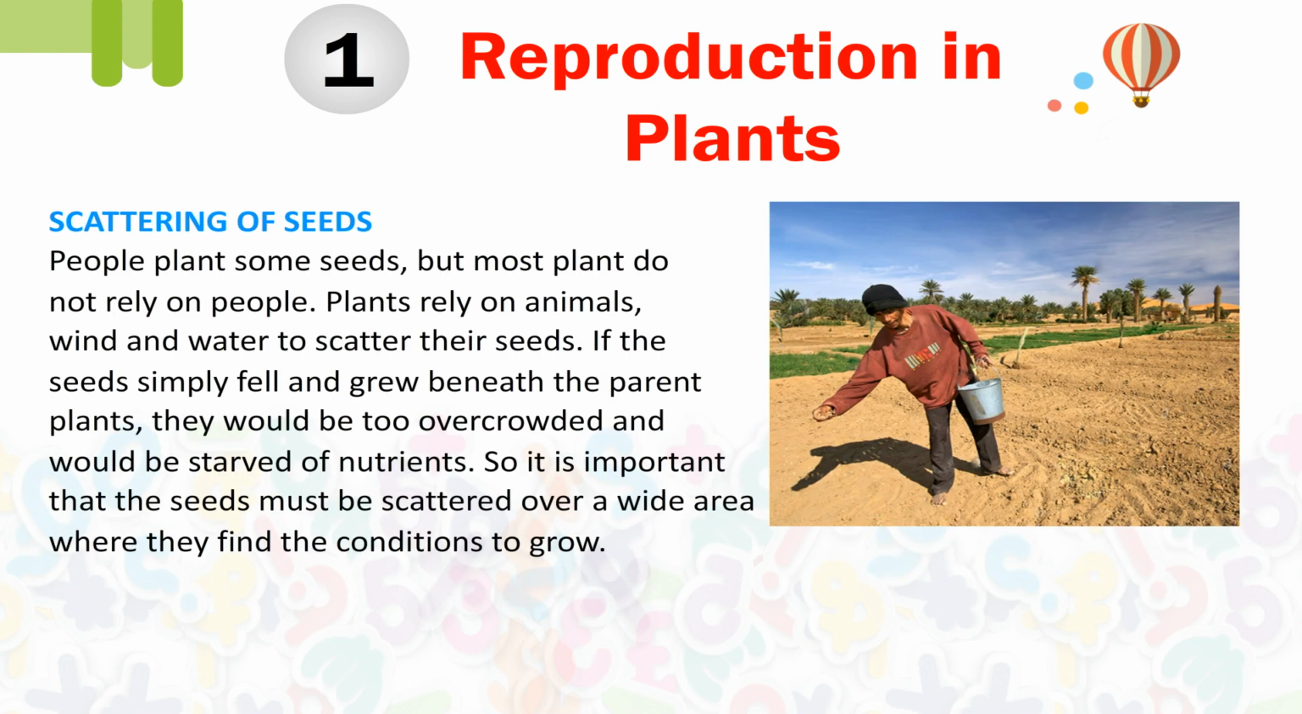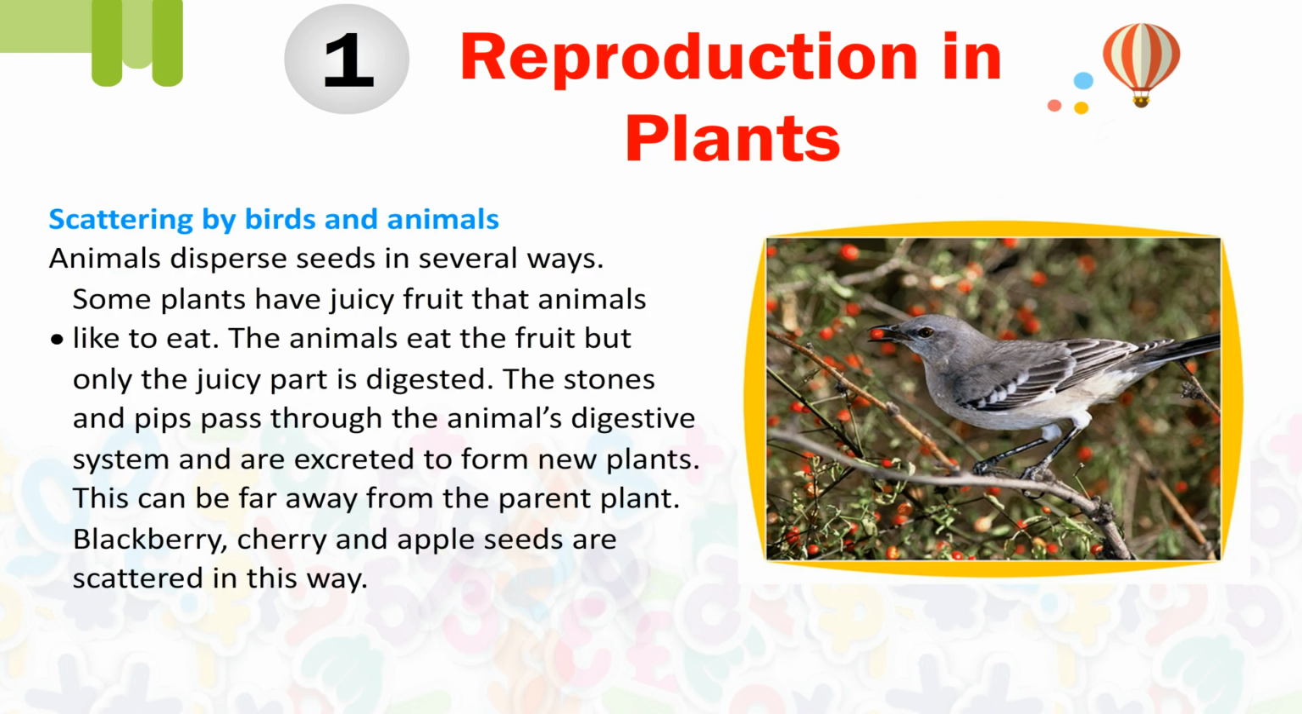Scattering of seeds. People plant some seeds, but most plants do not rely on people. Plants rely on animals, wind and water to scatter their seeds. If the seeds simply fell and grew beneath the parent plant, they would be too overcrowded and would be starved of nutrients. So it is important that the seeds must be scattered over a wide area where they find the conditions to grow. Scattering by birds and animals.